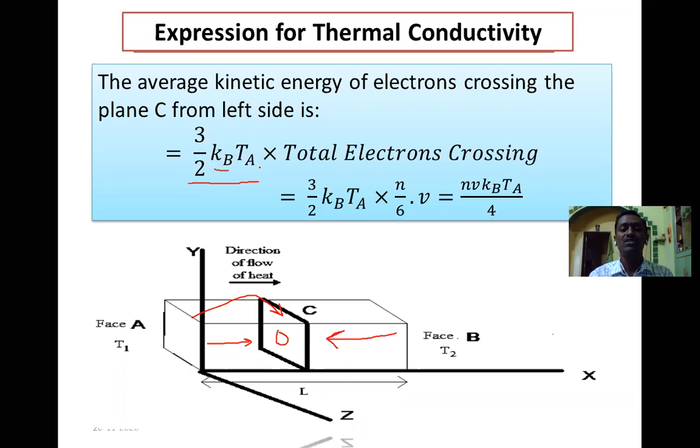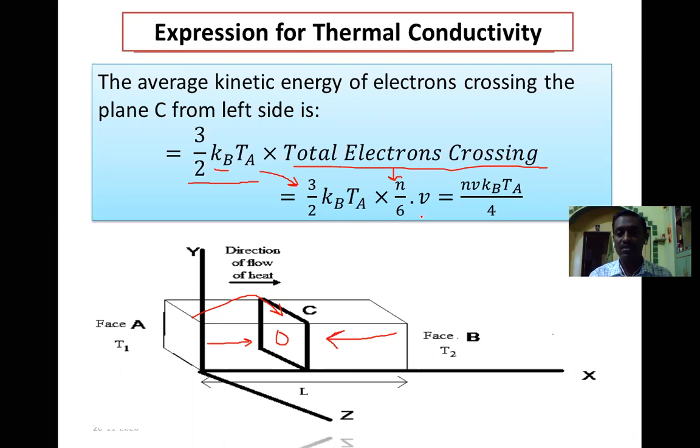Ta refers to the temperature of phase A, because here we are considering the electrons moving from the left hand side. Therefore, the kinetic energy of electrons at the phase A is to be considered, into the total number of electrons crossing. So the total or the average kinetic energy of electrons crossing the plane C from the left hand side will be the energy of a single electron, that is 3 by 2 kB Ta, into the total number of electrons crossing, that is n by 6, into V, because we have calculated here the kinetic energy. n by 6 into V gives you the total number of electrons.